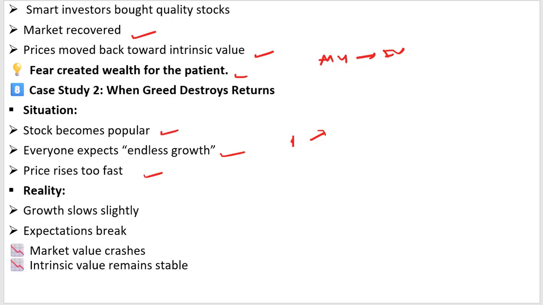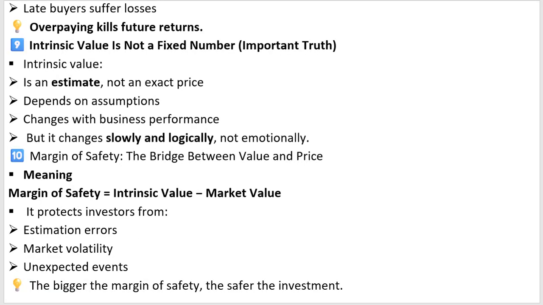But in reality, growth is slight, expectations break, and market value crashes, while intrinsic value remains stable. But IV value remains stable, but market value crashes. Late buyers suffer losses. Overpaying kills future returns.